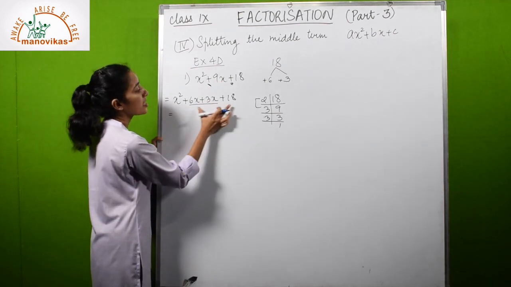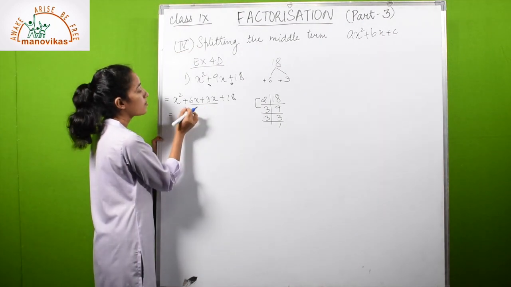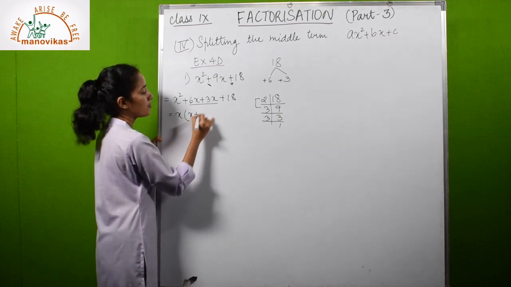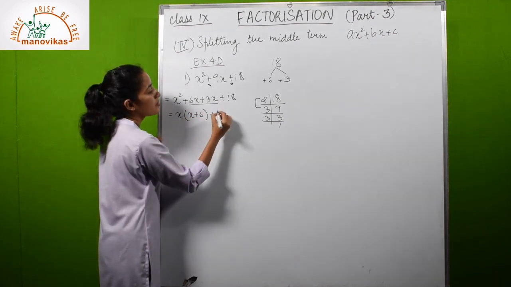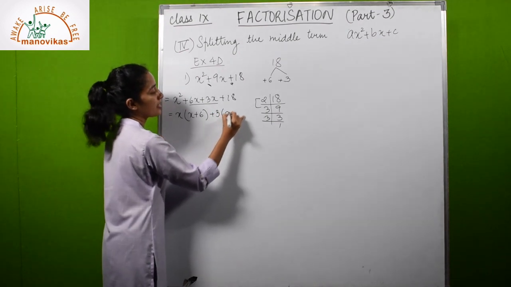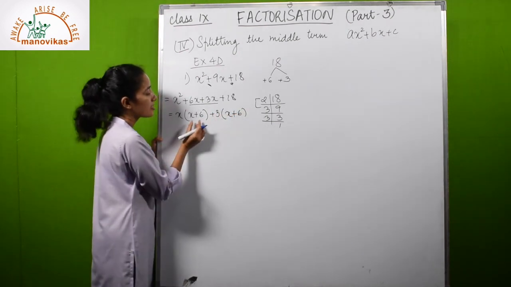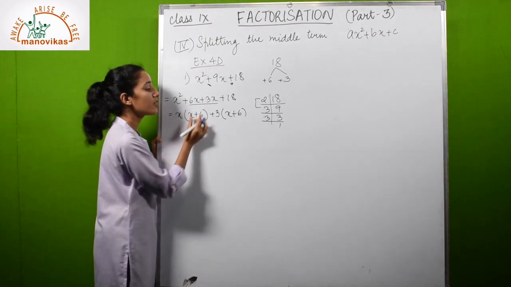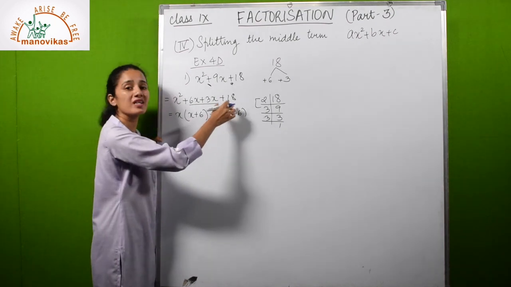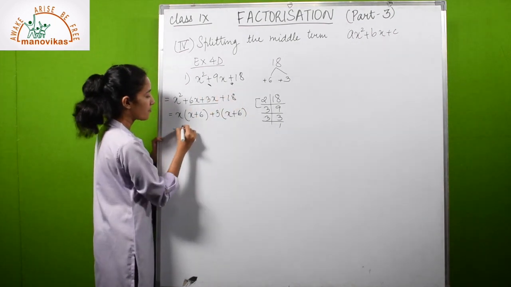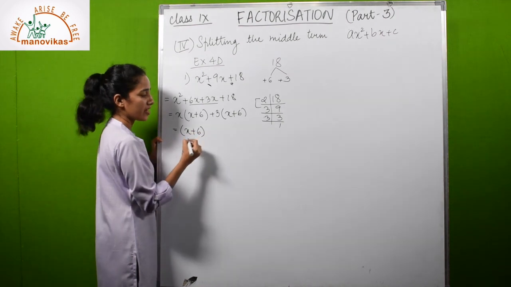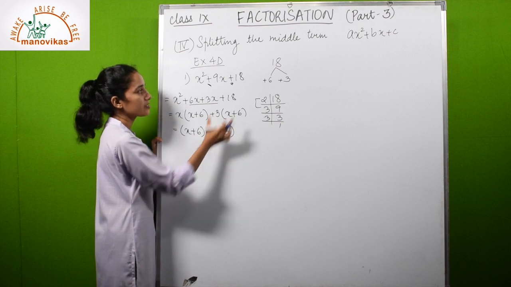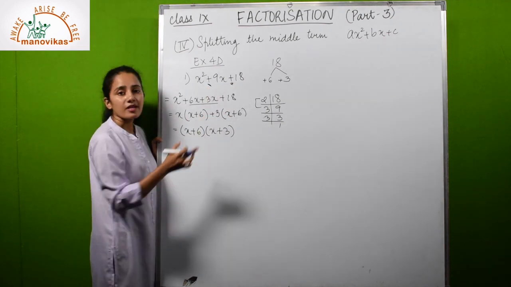Now since there are 4 terms, I will be taking a common factor from the first two terms, that is x, and I have x plus 6. From the next two terms, I take 3 as a common factor and I get x plus 6. Note that once you have taken a common factor, whatever is left in the bracket, that same is repeated when you take a common factor from the next two terms. So I am left with x plus 6, taking it common again, and this will be x plus 3. Therefore, these are the factors for this algebraic expression.